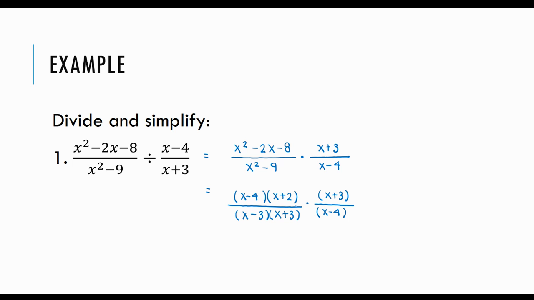So multiply fractions straight across. I can think of it as one big fraction. What's in the numerator that's also in the denominator? Looks like an x minus 4 is, as well as an x plus 3. So that's going to leave us with an x plus 2 on the top and an x minus 3 on the bottom. And that would be my divided answer.